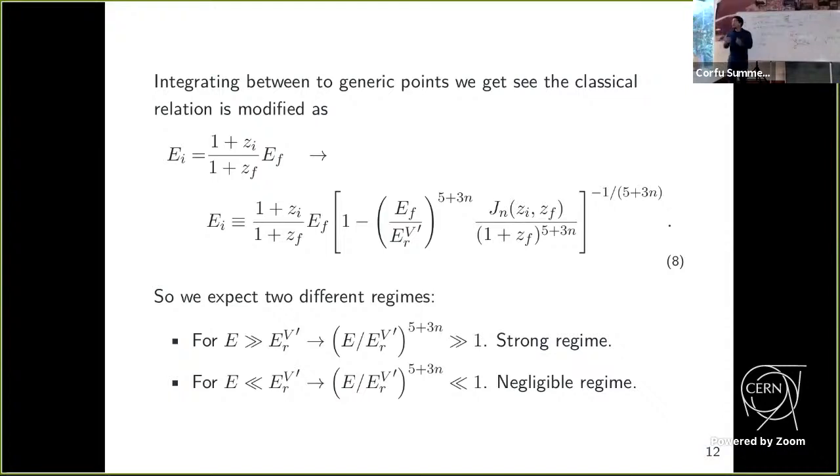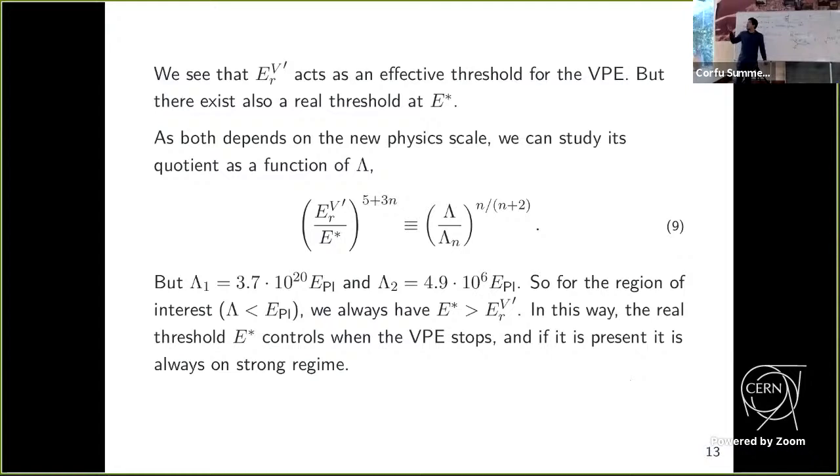And we have two different, very differentiated regimes. If the energy is above this new scale of energy, we see that thanks to the strong exponent in the quotient, the change in the energy will be very, very strong. And otherwise, if the energy is below this scale of energy, the effect is almost negligible, and we can recover the previous relation, the classical relation. So we see that this scale of energy acts as an effective threshold.